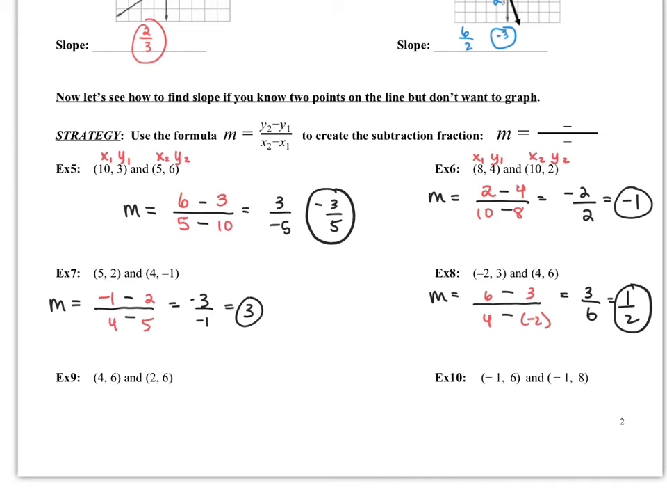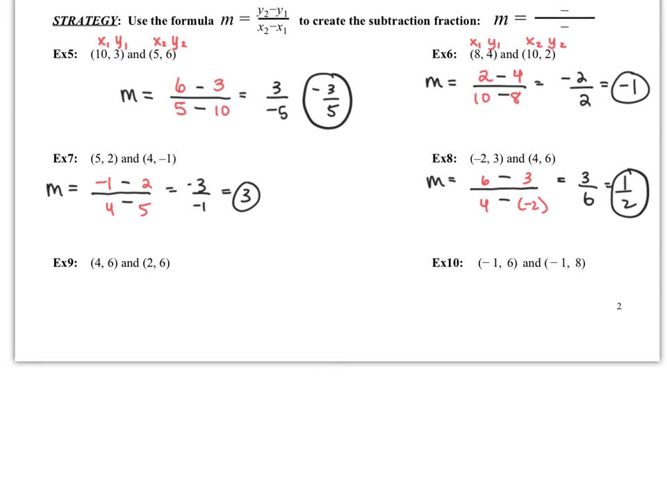1/2. Now examples 9 and 10 are just two special cases, and so we'll still use the same strategy of our subtraction fraction. It's just that when I plug in my numbers, 6 minus 6, I'm actually going to set them both up first, and let's see what they have in common. So I'm going to get 0 over -2, and then over here, I'm going to get 8 minus 6 and -1 minus -1, and so on this one I'm going to get 2 over 0. So you'll see that they both have a 0 in there, and what we want to do is simplify that.